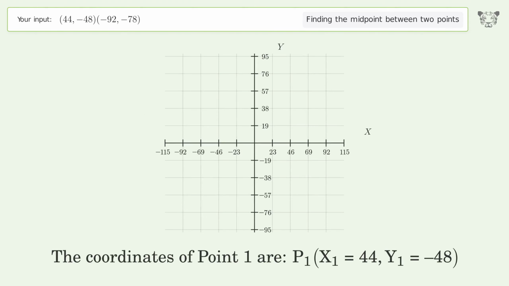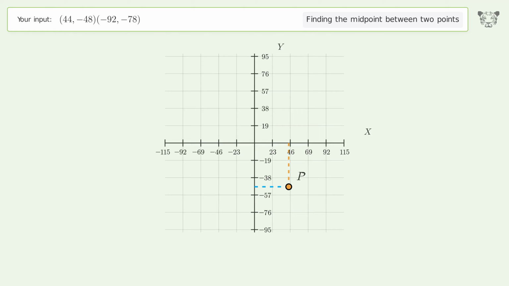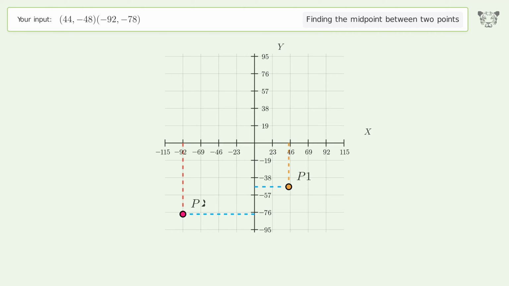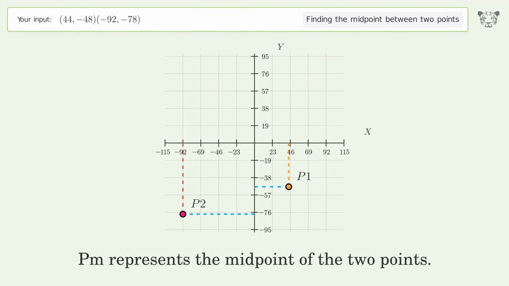The coordinates of point 1 are x1 equals 44, y1 equals -48. The coordinates of point 2 are x2 equals -92, y2 equals -78. PM represents the midpoint of the 2 points.